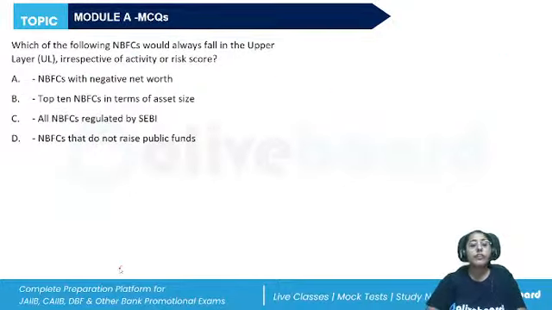Okay. Which of the following NBFCs would always fall in the upper layer? So we have the four layers: base layer, middle layer, upper layer, and top layer of the NBFCs. So which of the following will always fall in the upper layer? NBFCs that have a negative net worth, top 10 NBFCs in terms of the asset size, all the NBFCs which are regulated by RBI, NBFCs that do not raise public funds.